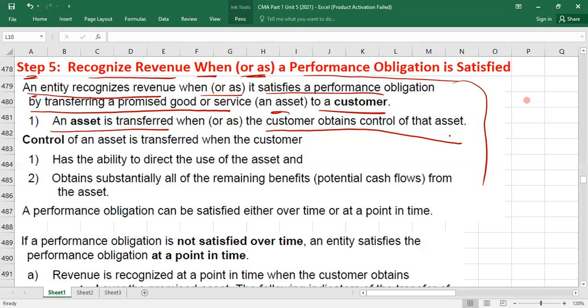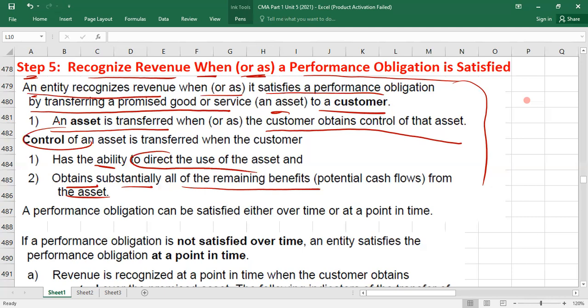What do we mean by control now? Control means the customer has the ability to direct the use of the asset. He can use it anytime, anywhere, whenever he wants. Plus, he obtains substantially all of the remaining benefits from the asset. If two conditions are there, the customer can direct the use and he is the one who will receive the benefit, it means control is passed to the customer. It means performance obligation is satisfied.